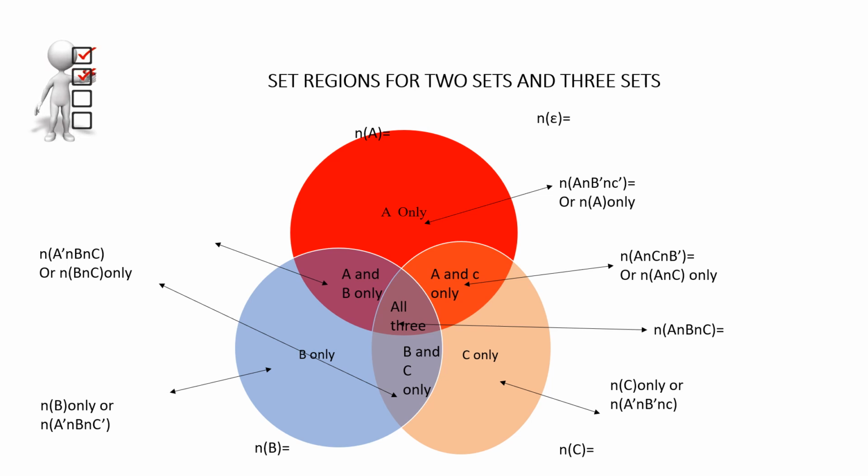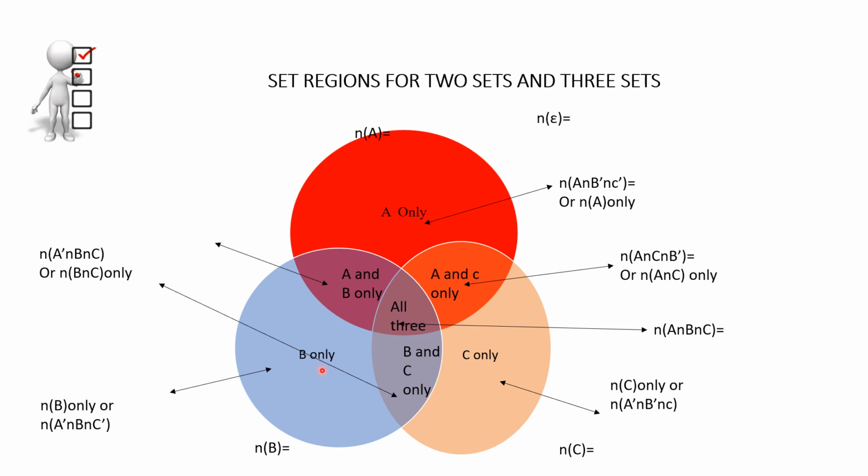This symbol is for universal, and this one here, and then the whole of this is set A. Then the whole of this is set C. So this region, this one, and this one make up set C. Then the whole of these 4 regions, this one, and this one, make set B.